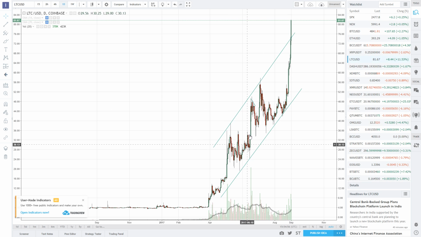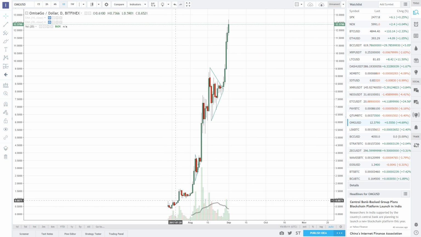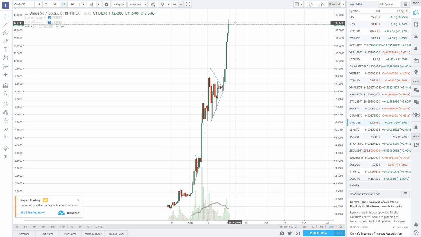Let's look at Litecoin, okay? A little bit of chop in Litecoin, but huge breakout here recently, right? Going to the moon. I mean, this chart didn't exist back here. This is noise compared to this move. This doesn't exist. Omisego, I mean, consolidation, pop, consolidation, pop, consolidation, pop, consolidation, pop.